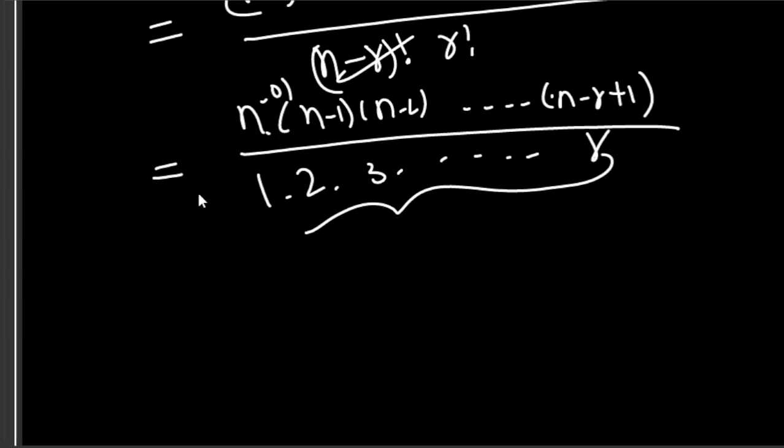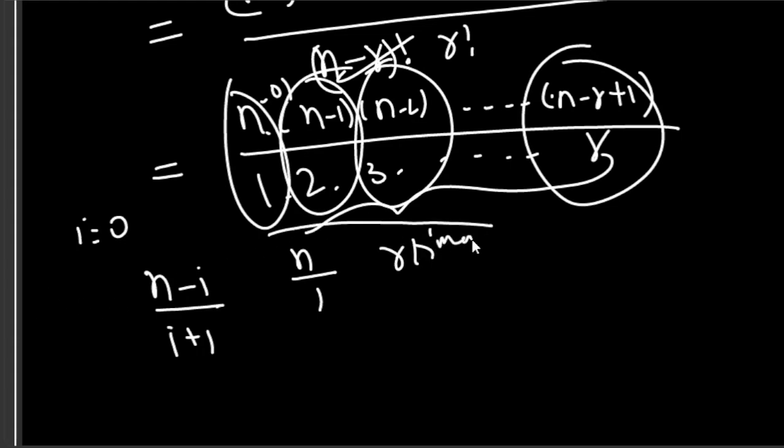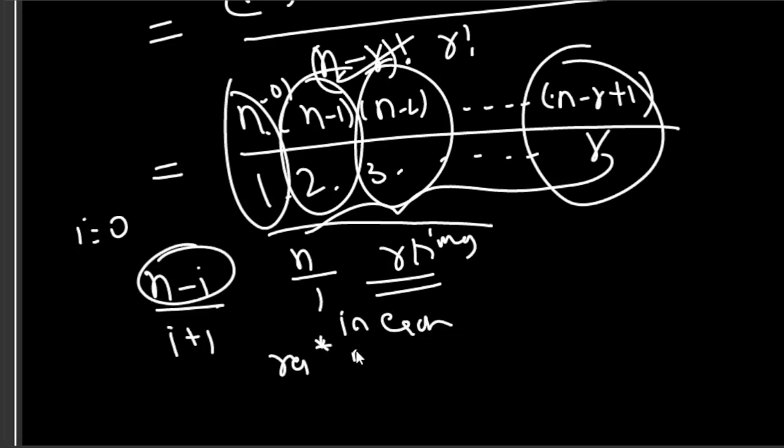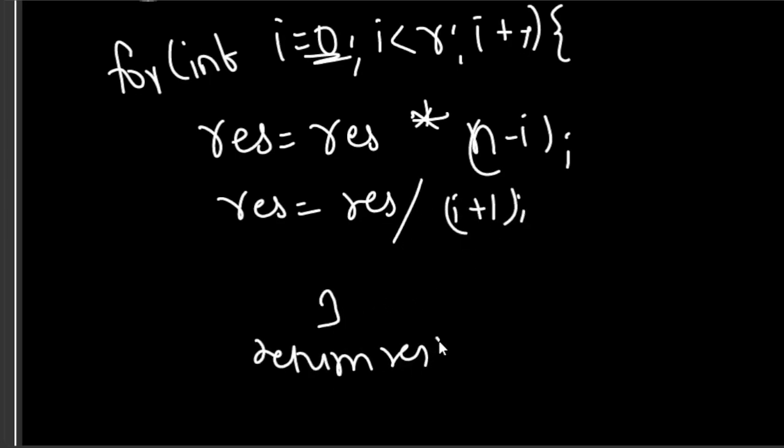How do I do it? In each iteration I'm going n minus i divided by i plus 1. So initially i equals 0, so n by 1, then n minus 1 by 2, n minus 2 by 3, up to n minus r plus 1 by r. So I'm going r times, and in each iteration I'm doing two things. I'm multiplying the resultant with n minus i, and I'm dividing the resultant by i plus 1. So both numerator and denominator are handled once. Resultant equals resultant divided by i plus 1, and yeah, return result. That's it.